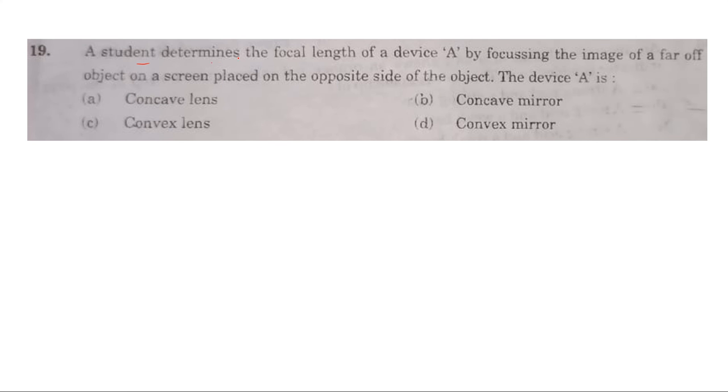A student determines the focal length of a device A by focusing the image of a far off object on a screen placed on the opposite side of the object. The device A is a convex lens. That is the correct answer.